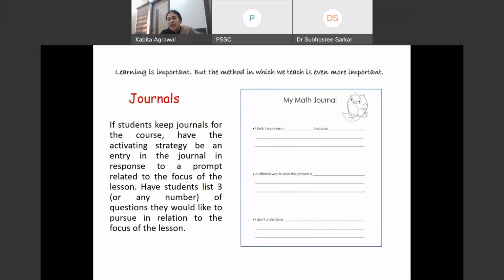journals can be maintained, and for each topic or maybe the major topics, the child may like to cover this, and this could become a habit for any subject. I feel it makes a lot of sense.